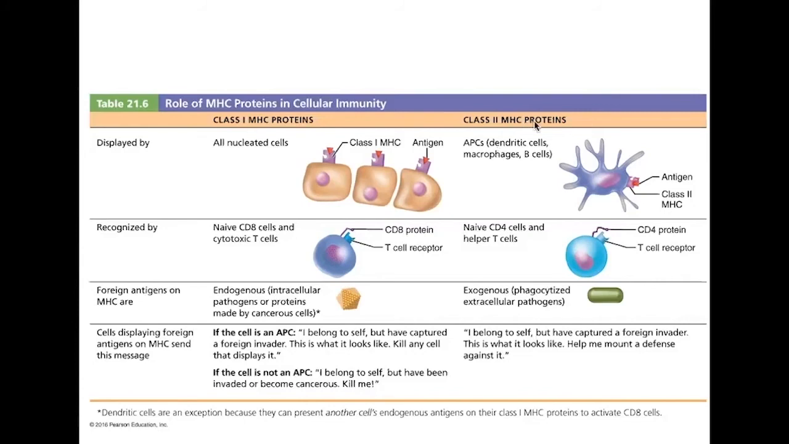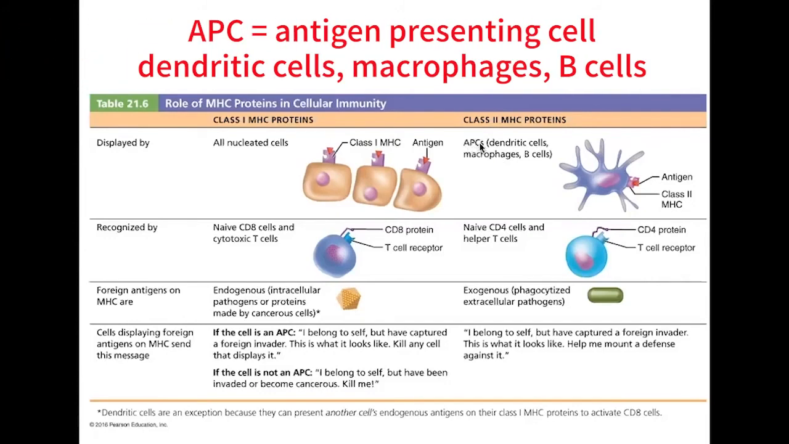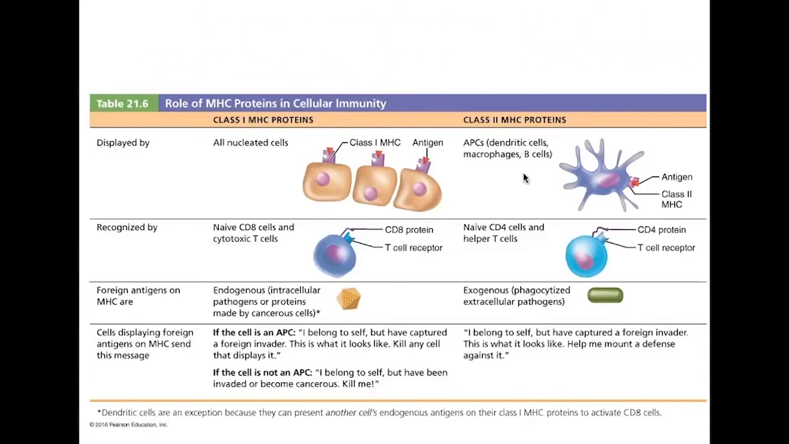Class 2 MHC proteins, these are going to be expressed on antigen presenting cells. That's what APC stands for, antigen presenting cells. These include dendritic cells and macrophages, and they will also be found on B cells, and I'll explain what that function will be a little bit later. And here's the antigen, the red structure on the MHC class 2, and that area right there, that little pocket, is where the CD4 protein is going to bind.